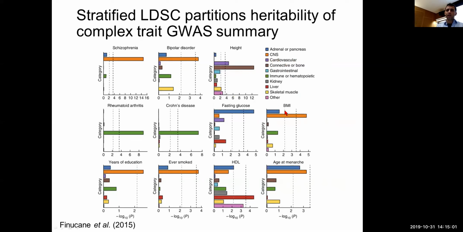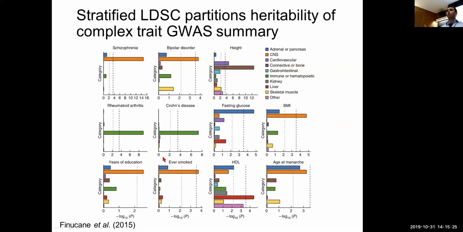If you look at BMI, you basically find that there's an adrenal component and a brain component. If you look at HDL cholesterol, you basically see that the biggest contribution is from liver and from other tissues. If you look at whether somebody smokes or the number of years of education, you basically see that it localizes again in the central nervous system.